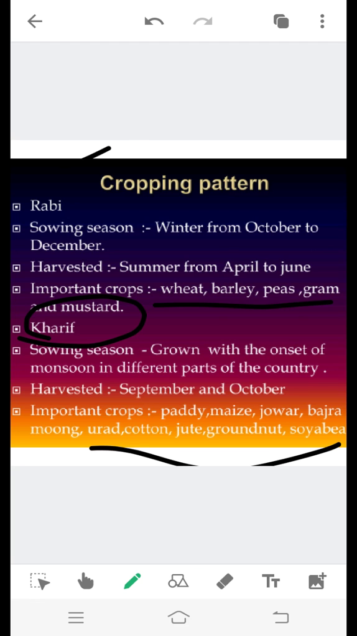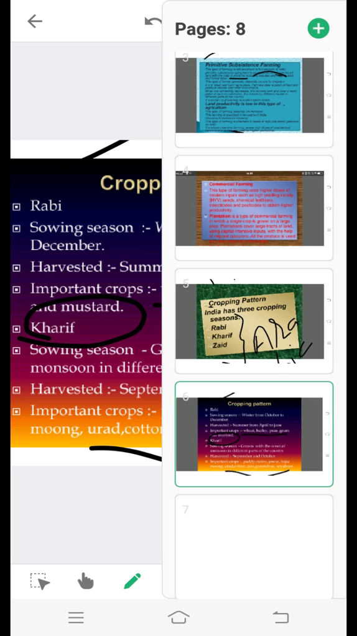Please remember that a question can come asking you to distinguish between the two cropping patterns, Rabi and Kharif, or it can even come as a three-mark question on what the cropping pattern practiced in India is. Coming to the third one now.